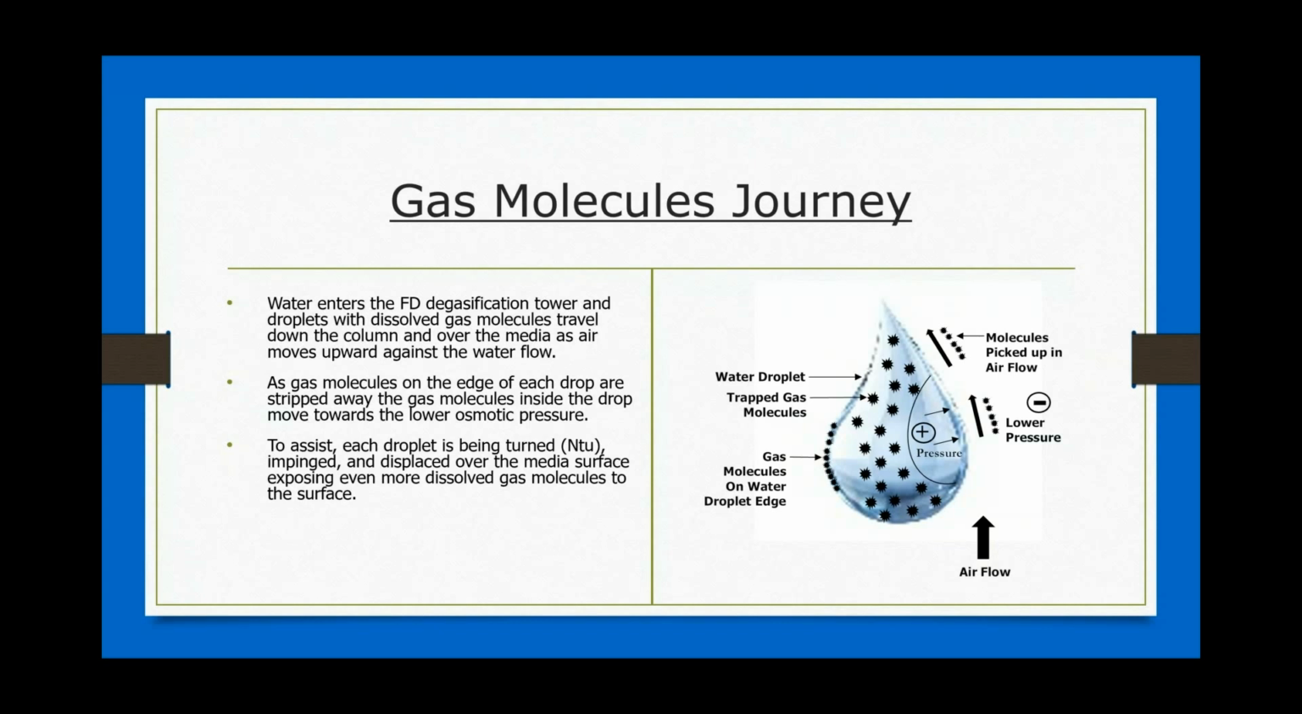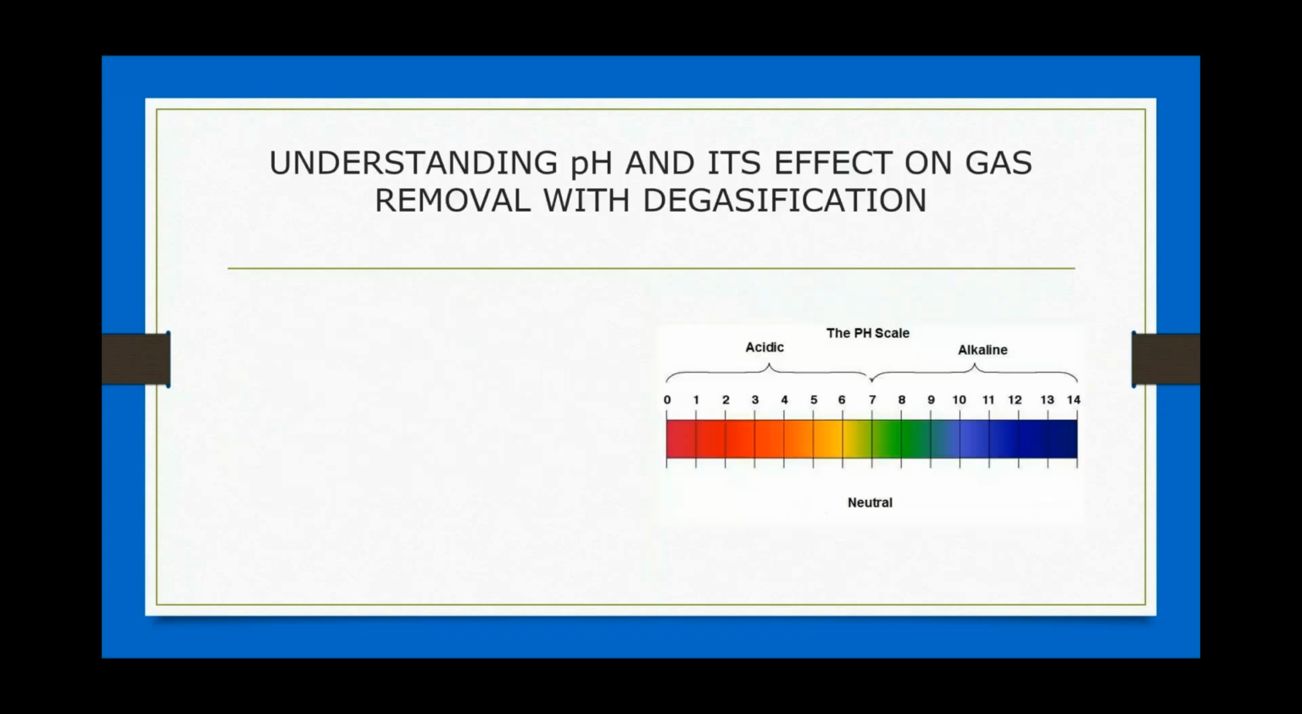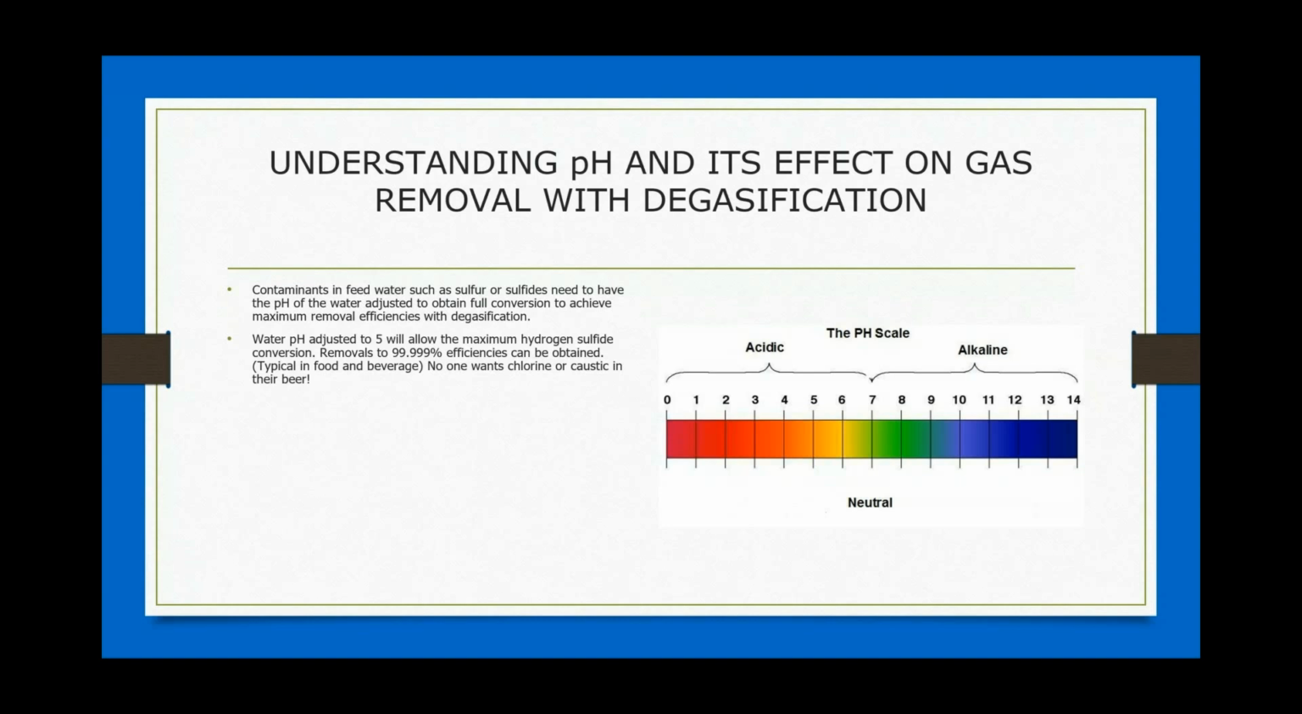All right, switching gears a little bit, we're going to go into understanding pH and its effect on gas removal within the degasification process. Contaminants in feed water, such as sulfides, need to have the pH of the water adjusted to obtain full conversion to achieve maximum removal efficiencies in degasification. Water pH adjusted to a level of 5 will allow the maximum hydrogen sulfide conversion, so removal efficiencies of 99.999% can be obtained.